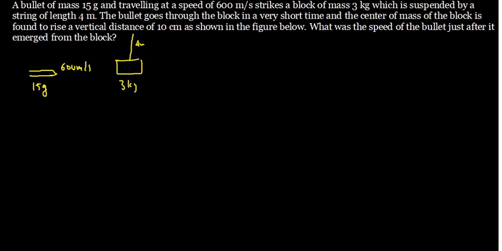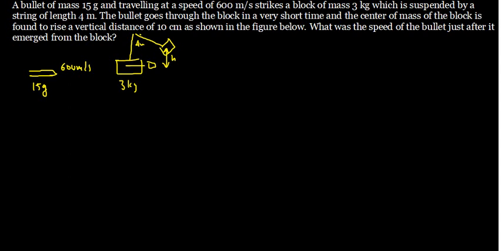The bullet goes through the block in a very short time and the center of mass of the block is found to rise a vertical distance of 10 centimeters as shown. So what happens is this thing gets to move like that, and this thing gets to rise for a certain height h, which is given as 10 centimeters. What was the speed of the bullet just after emerging through the block? So the bullet passed through here and then it came out.